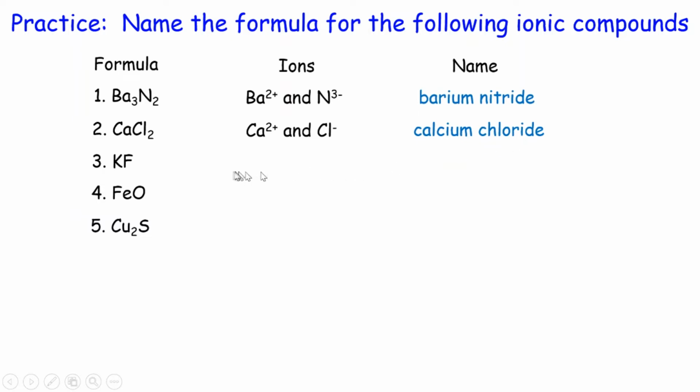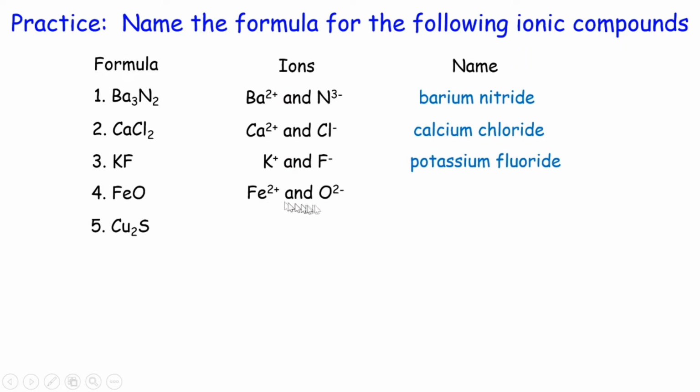Okay? Just make sure you understand. You see, in ionic compounds, we don't use prefixes. Do you notice that? Prefixes are only used for molecular compounds. KF, potassium, group 1A metal, K plus. Fluorine is group 7A, one of the halogens. So the anion is fluoride, potassium fluoride.